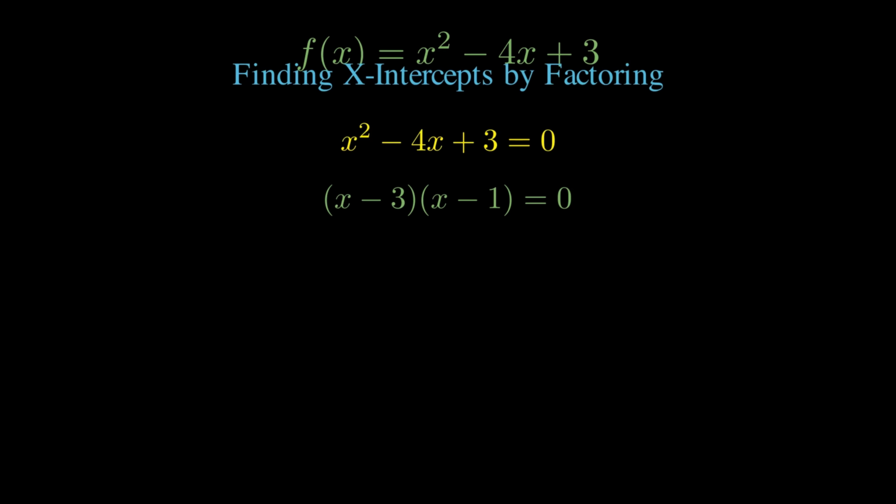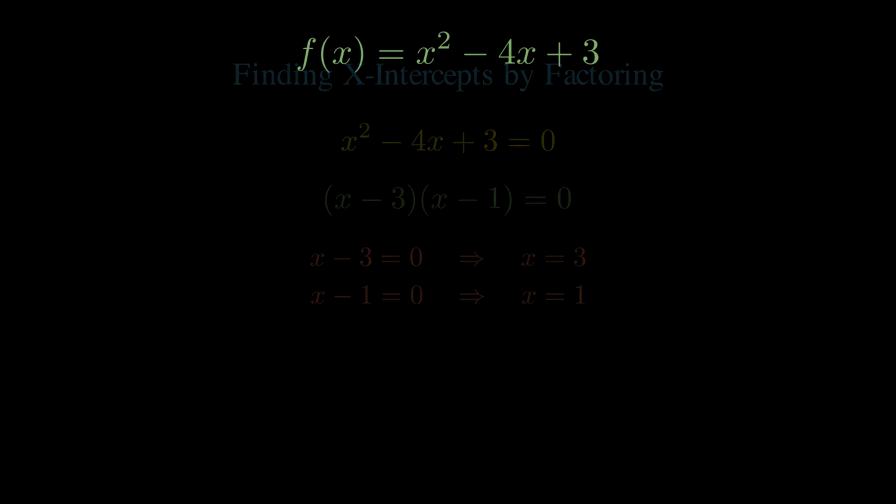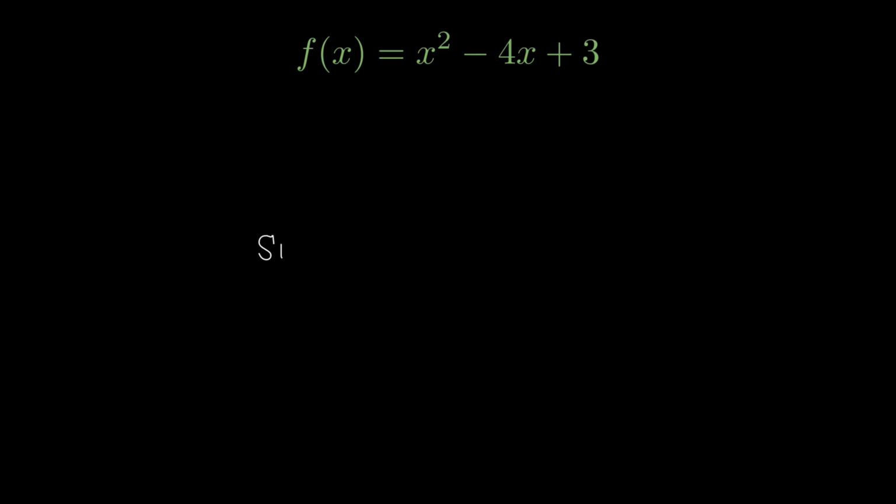So we can write this as x minus 3 times x minus 1 equals 0, using the zero product property. If the product of two factors equals 0, then at least one factor must equal 0. This gives us x minus 3 equals 0, or x minus 1 equals 0. Solving these, we get x equals 3 and x equals 1. Therefore, our x-intercepts are at the points (1, 0) and (3, 0).